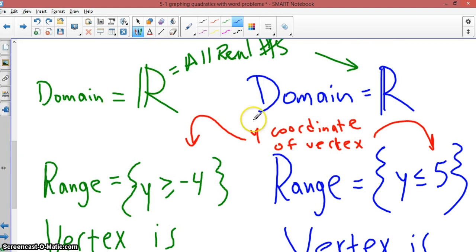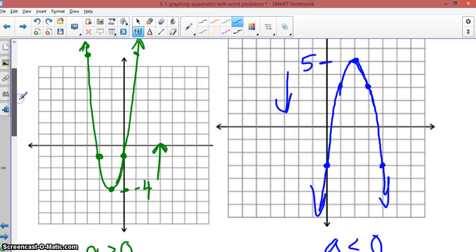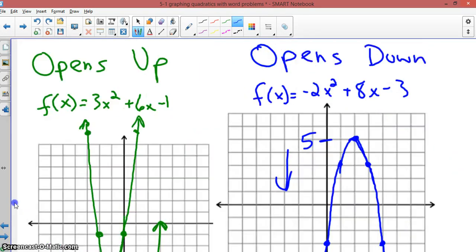So domain for any quadratic is real numbers. If it's opening up, then you take the y coordinate of the vertex, it's everything above that, so y has got to be greater than -4. All right, here, y is always bigger than -4. Y can be -3, -2, -1, 0, 1, 2, 3, forever and ever. As long as it's bigger than -4, that's what y can be. And then in the blue one, 5, 4, 3, 2, 1, 0, -1, -2, forever down, that's what y can be for the blue one. So there you go. That's how you figure that out. If you need clarification, we can talk about tomorrow.